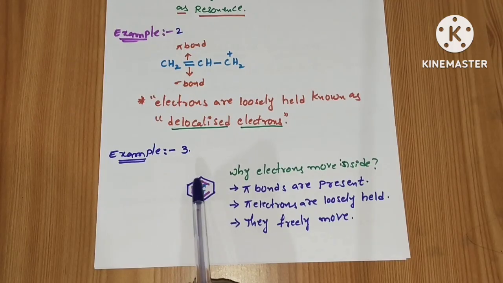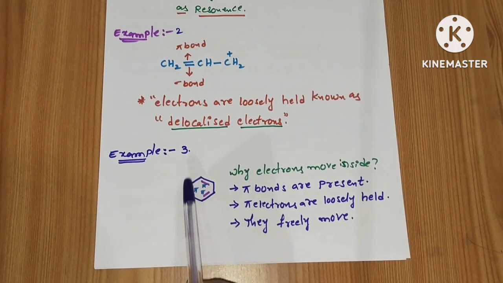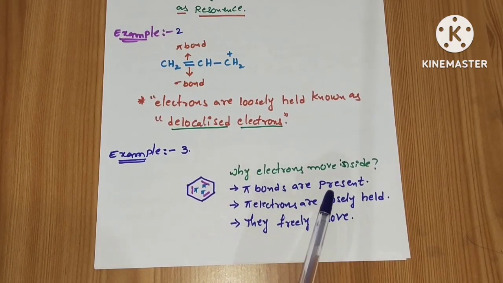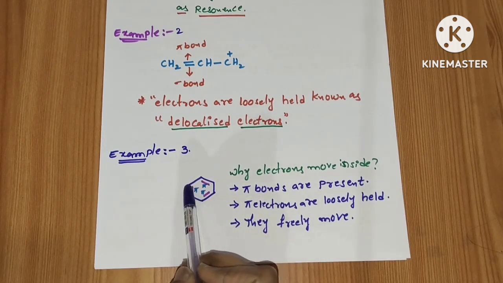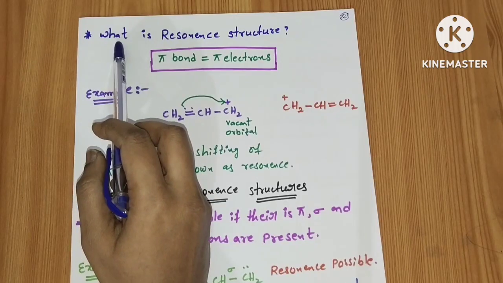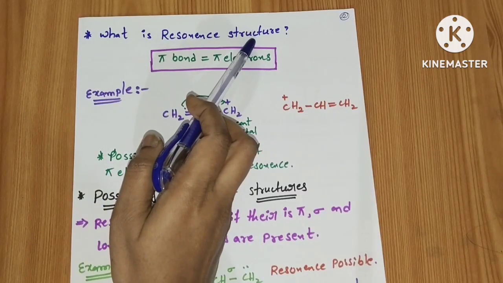Now why are electrons moving inside this benzene structure? Well, there are pi bonds present and pi electrons are loosely held in pi bonds, due to which electrons freely move inside the benzene structure. So a very important point is that electrons move freely in a compound if there is a pi bond. Next, what is a resonance structure?